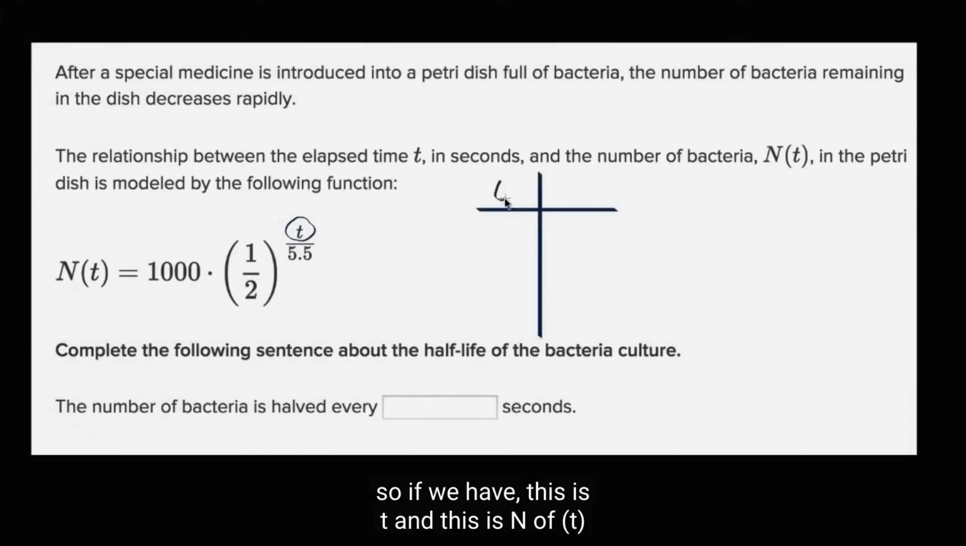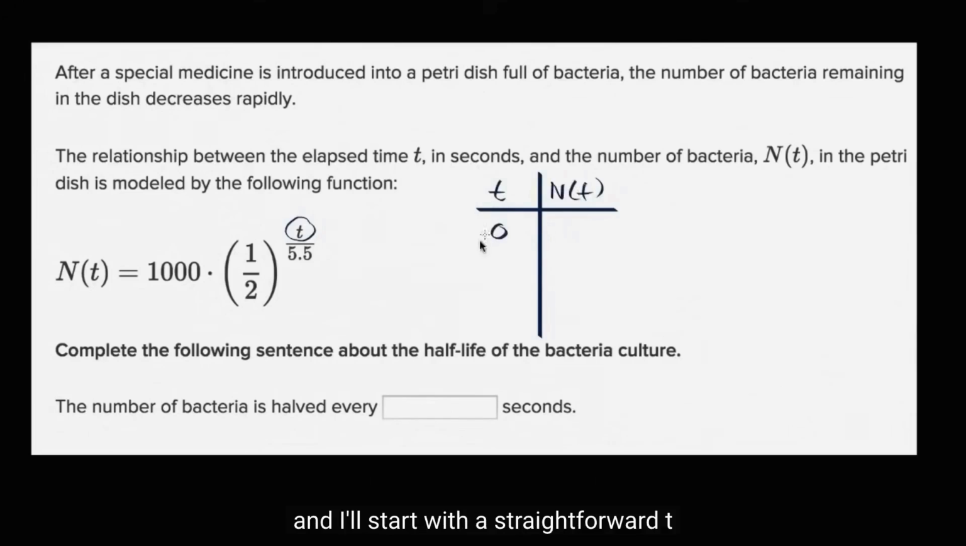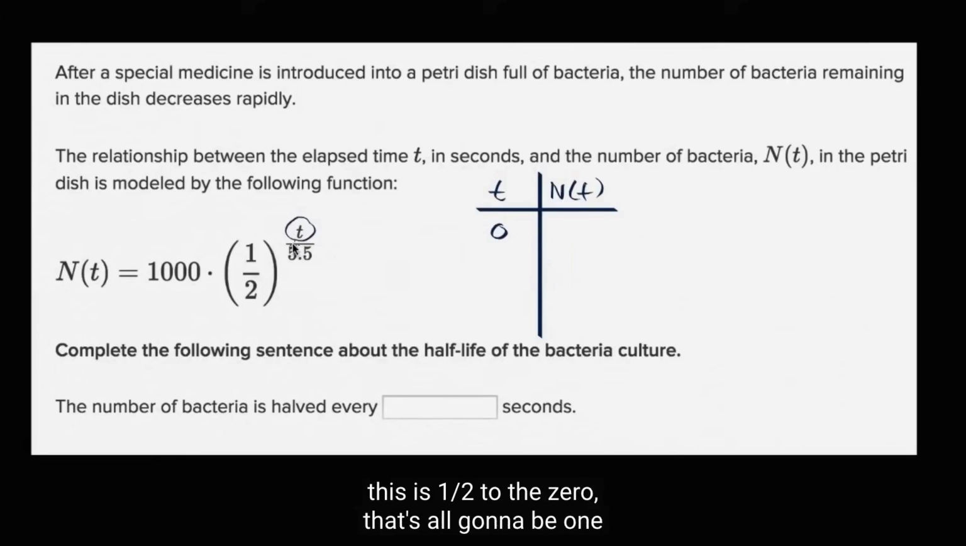So if we have t, and this is n of t, and I'll start with a straightforward t. At time equals 0, right when we start, if this t is 0, then 1/2 to the 0 over 5.5 power, that's just 1/2 to the 0. That's all going to be 1, and you're just going to be left with 1,000 bacteria in the petri dish.